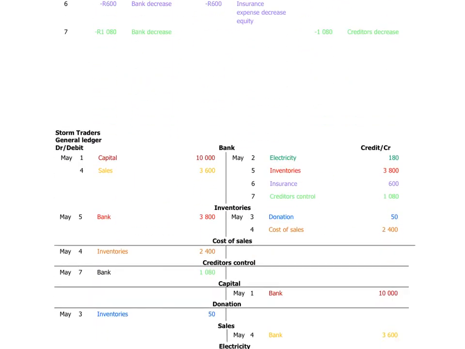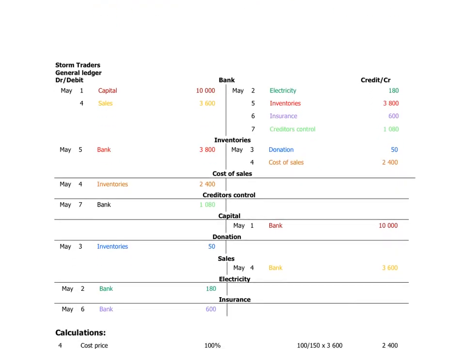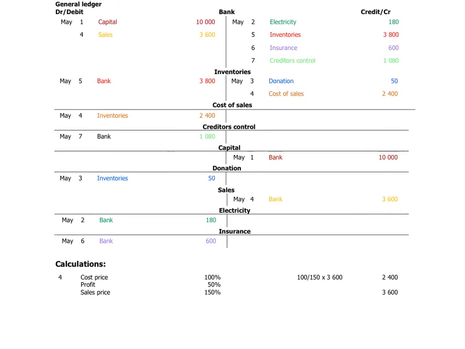In the ledger, we will show that the money was taken out of the bank, so the bank account is credited with 180 and the electricity account is debited with 180. Bank decreases on the credit side with 180. The word that we write there is electricity to indicate that the double entry was completed in the electricity account.